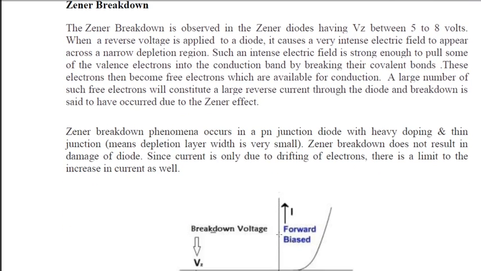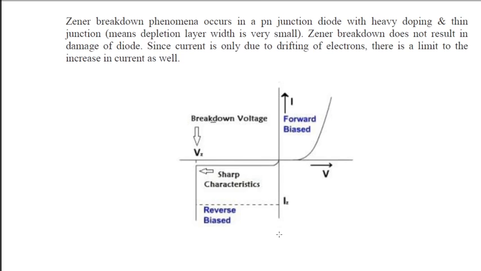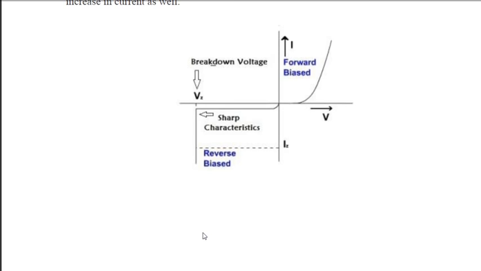This Zener breakdown occurs in a PN junction with heavy doping and a very thin depletion layer. If you draw the VI characteristics, the forward bias current remains the same. When we draw the reverse characteristics, up to Vz, even though we increase the voltage, there won't be any change in the current. After Vz, there is a sharp increase in the reverse current. This sharp increase is an indication of Zener breakdown.